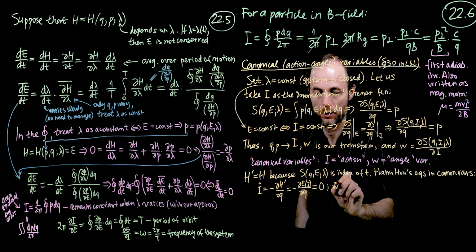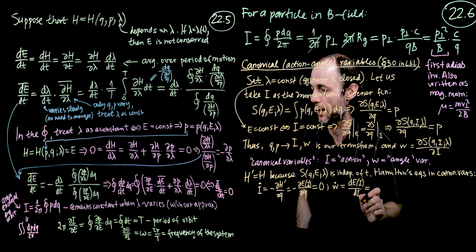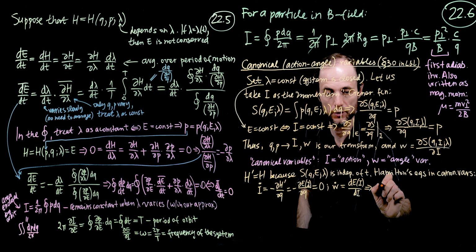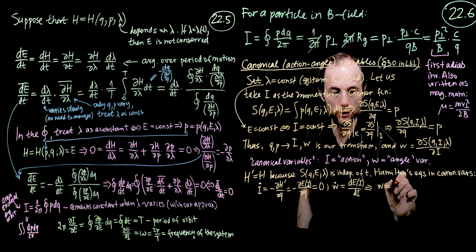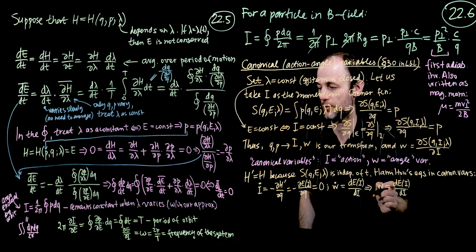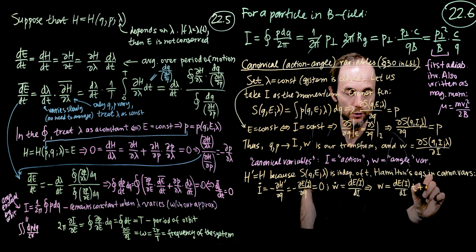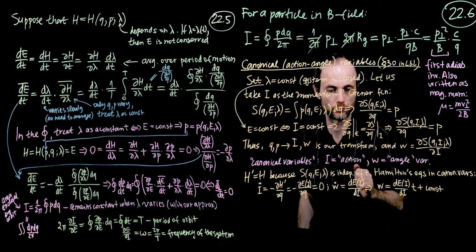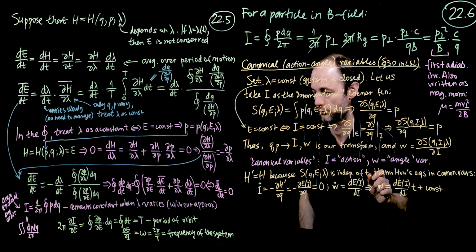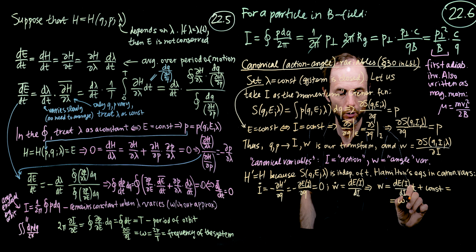Similarly, w dot is equal to dE/dI, and this will be giving us the solution for w, which is the partial of energy with respect to momentum times time plus a constant. Or equivalently, omega times time plus a constant.